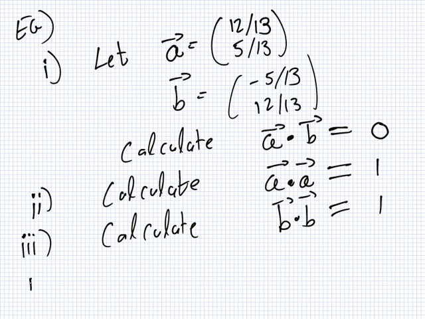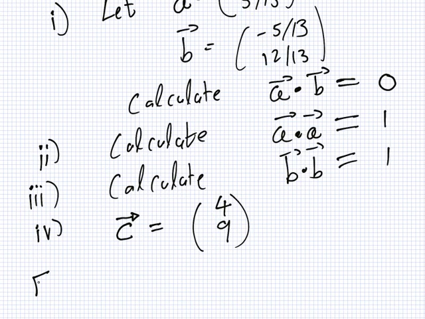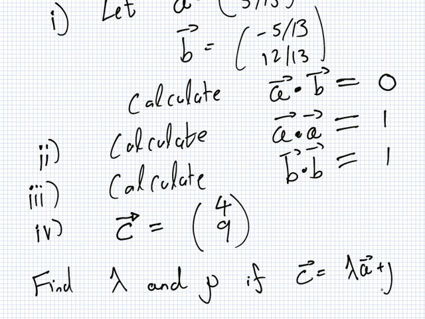So let's say part 4. Vector C equals, let's just pick 2 random numbers. 4 and what's a good number? Lee, what's your favorite number? 9. Great. Okay. 4 and 9. Find lambda and, don't be evil, find lambda and mu if C equals lambda A plus mu B.